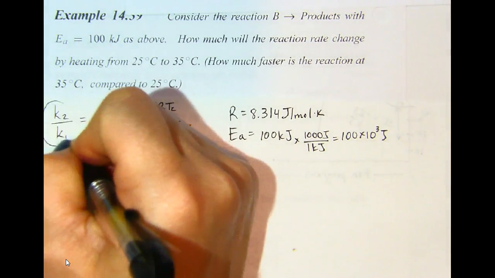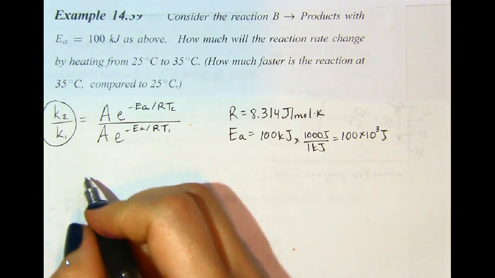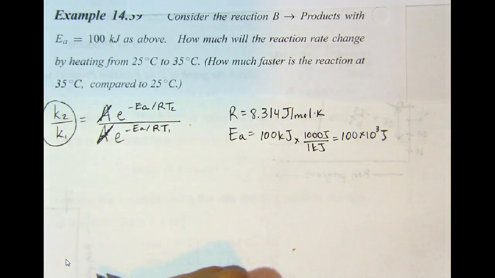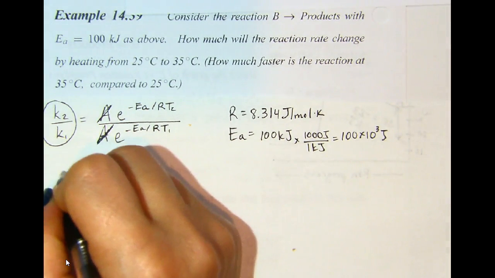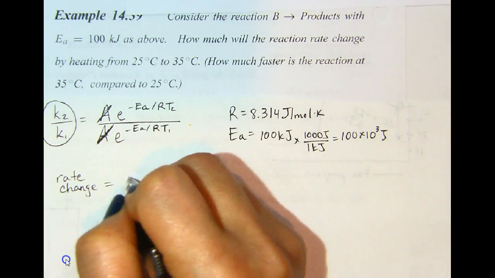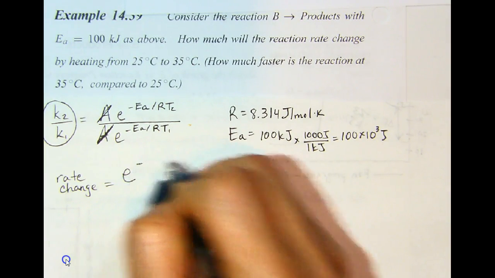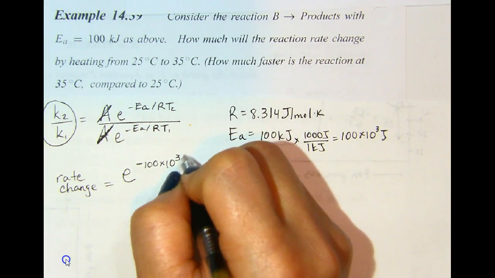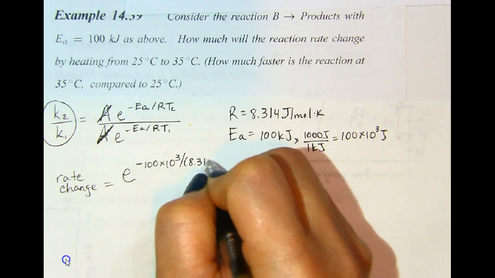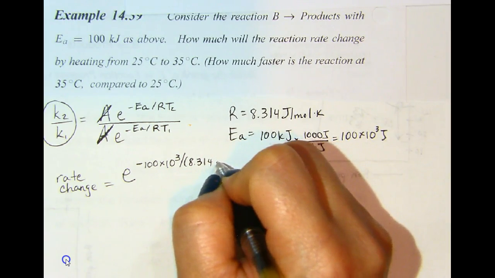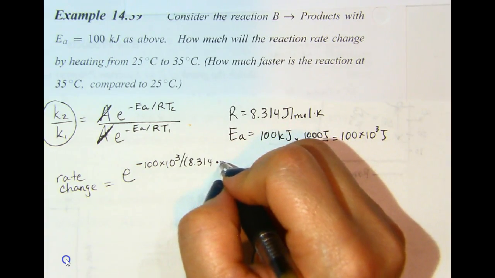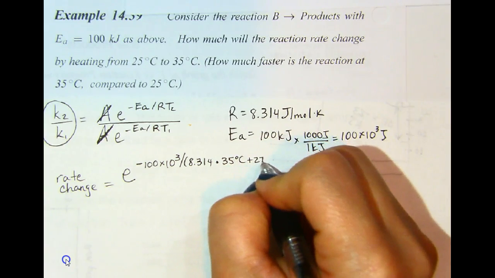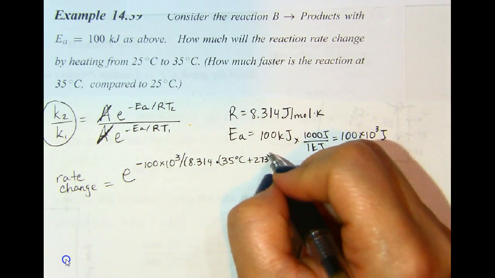So this is what I'm solving for. Luckily the equation is already set up to solve for that. Notice that the A's cancel out with one another. And so my answer is going to be equal to e to the negative 100 times 10 to the 3 joules divided by 8.314 times the temperature, and we're using temperature 2, so 35 degrees Celsius plus 273 is going to be that temperature.